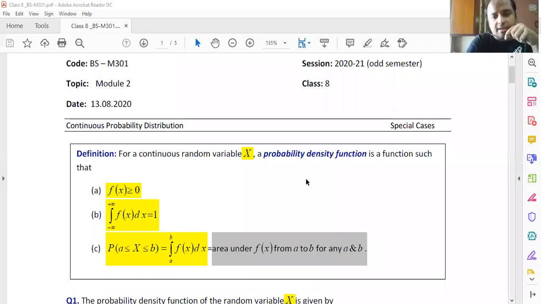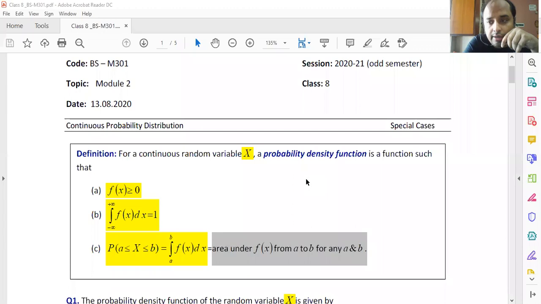My today's topic is about continuous probability distribution, and I'm going to talk about continuous random variable. When we talk about a continuous random variable, its corresponding probability function is known as the PDF, probability density function. Probability density function has similar properties just like its counterpart, probability mass functions, which have certain properties you already know.